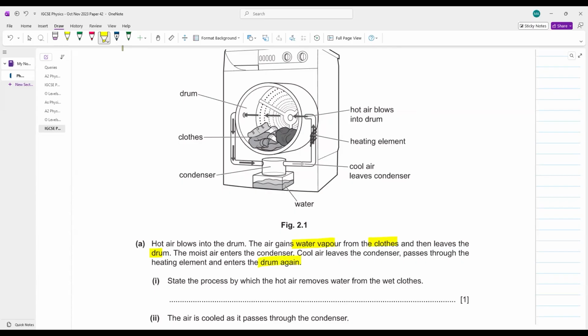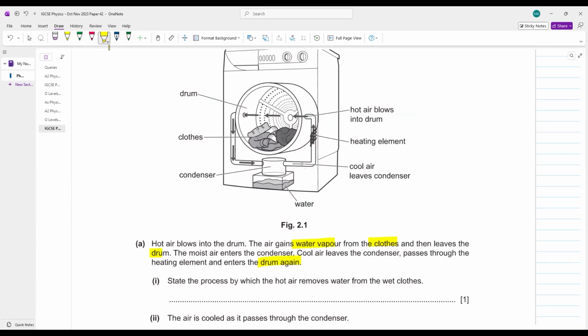So this is a cycle that keeps running. Basically what is happening at the first, hot air is blown into the drum like this. This is your first step. This hot air collects water vapors from these clothes and then the moist air enters the condenser here. Then cooler air leaves the condenser, passes through the heating element. The air gets heated up again. So this is a complete cycle. This entire paragraph is written on this.